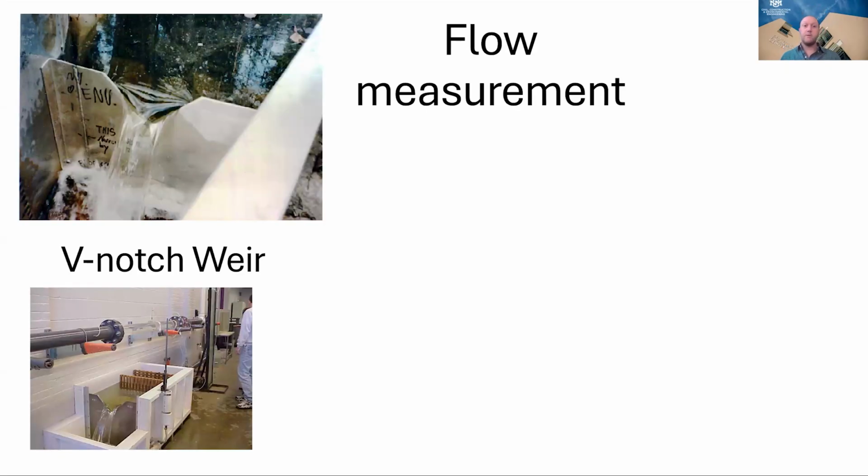If you're measuring surface water, sometimes there are V-notch weirs. In these two examples, you can see the water is flowing through this little notch right here. The depth of how far down this weir the water is flowing, you can translate that into a flow in gallons per minute or cubic feet per second.